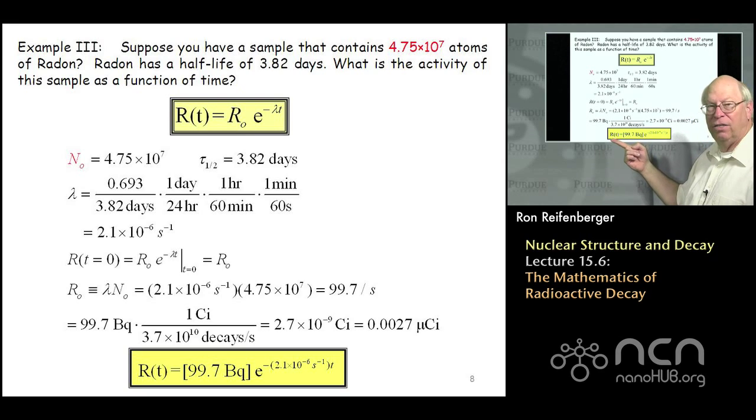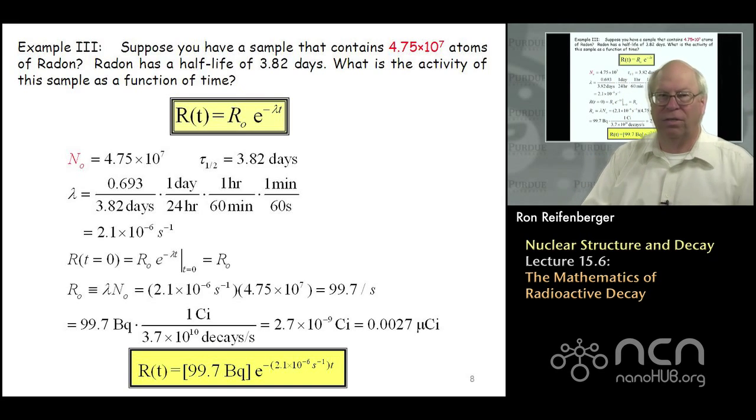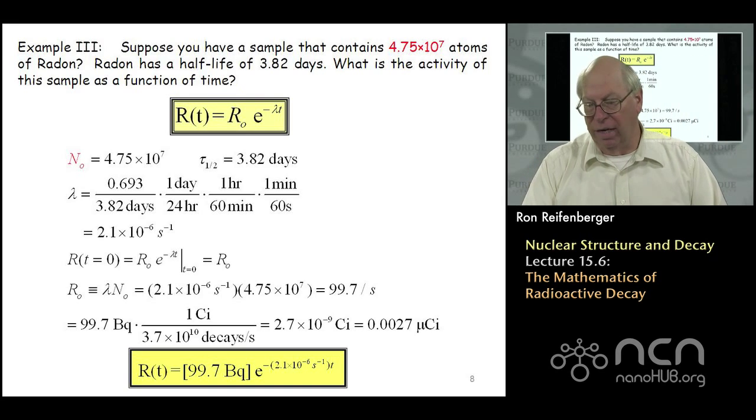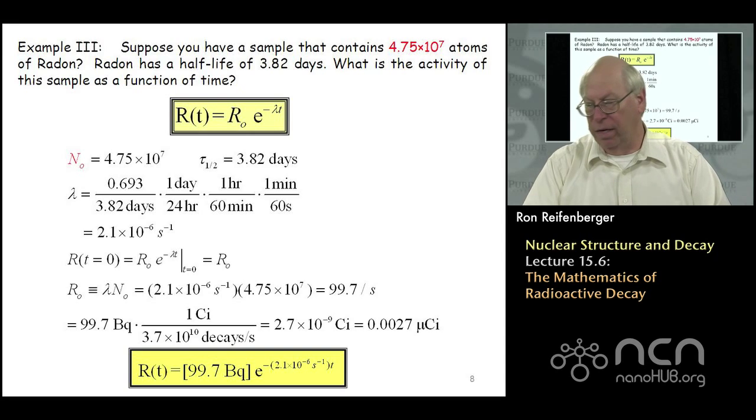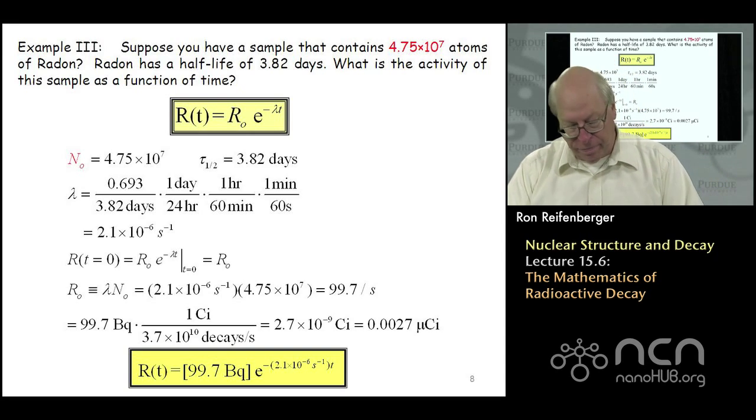But I think what you'll find is that the rate of decay is going to be 99.7 decays per second times e to the minus 2.1 times 10 to the minus 6 times t in seconds. So again, it's just an example of what you can do given a simple problem. And the hope is that you can work through these problems just by looking at a few of these examples. They're not overly difficult by any stretch of the imagination.